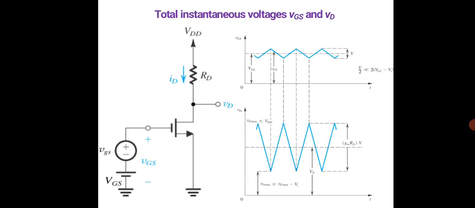So the total instantaneous voltages vGS and vD. From this you can see here it has been plotted for vGS over time, and here you can see the waveforms, that is the positive and the negative peak is determined over here, and similarly in both the cases it has been determined, and the approximations are given for the total instantaneous voltages, both for the drain voltage as well as the gate source voltage.